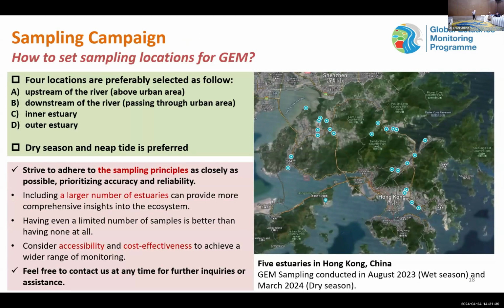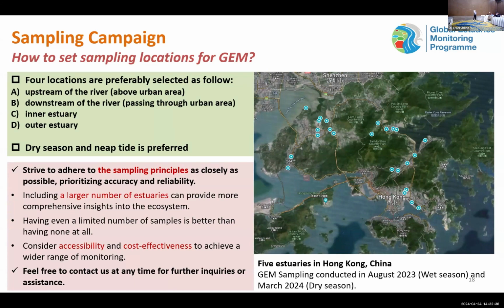Talking about the sampling locations, maybe some of our collaborators will also be confused about how to set the specific locations for our GM. We prefer 4 locations in each area, and the first one should be in the upstream of the river, and the second one should be in the downstream of the river, and usually between these 2 sampling locations, it should pass through the urbanized area. And the third location is in the inner area, and the fourth is in the outer area. And if you are confused about the sampling season, we would say dry season, and also night time is preferred for us.